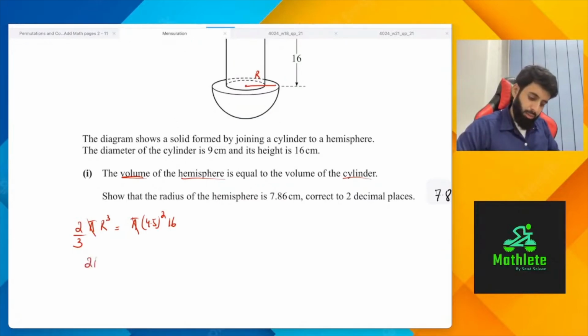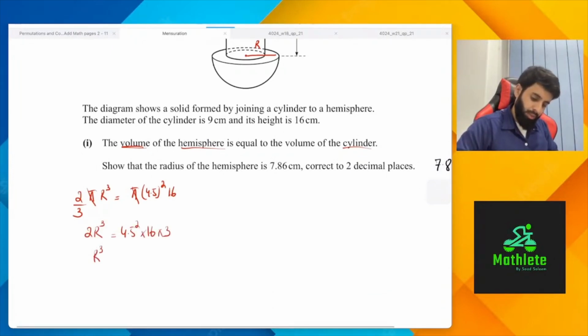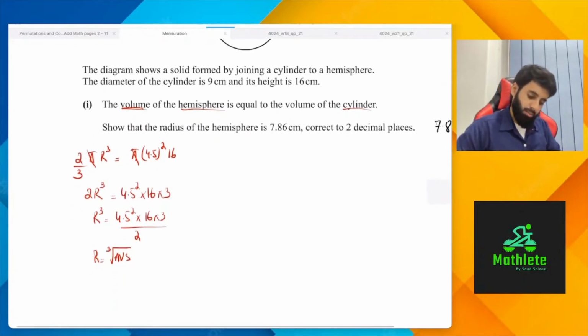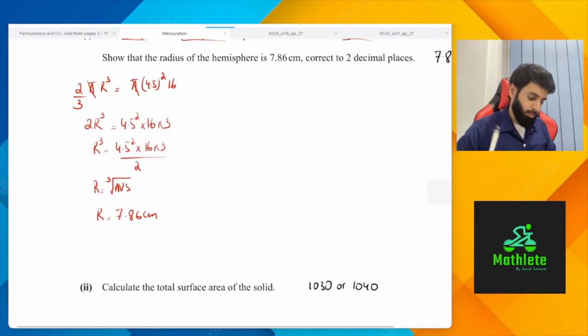So what do you have? You have 2/3 pi R cubed is equal to pi times 4.5 squared times 16. ठीक है, R cube को subject बनाते हैं: 4.5 squared times 16 times 3 upon 2, and then we'll take the square root of the answer. Sorry, not the square root, cube root. So 4.5 squared into 16 into 3 divided by 2, and then let's take the cube root of the answer. So we are looking at 7.862, जिसको हम 7.86 पे रोक देते हैं because the question says so. 7.86 centimeter, correct to 2 decimal places.